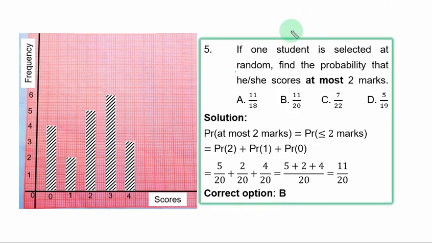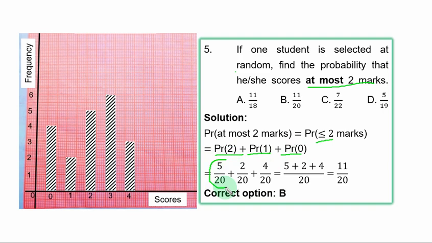Question 5. If one student is selected at random, find the probability that he or she scores at most 2 marks. At most 2 marks means 2 marks and below. That is less than or equal to 2. So you have the probability of those that scored 2 plus those that scored 1 plus those that scored 0. Those that scored 2, they are 5 over total students.